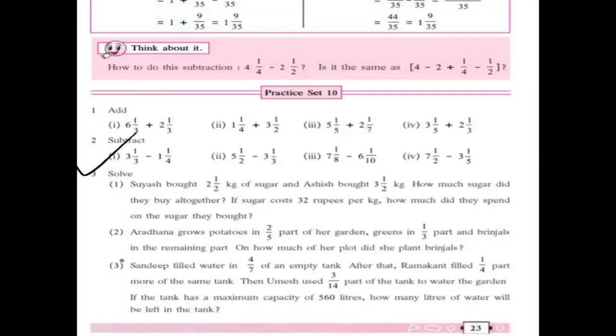Suyash bought 2.5 kg of sugar and Ashish bought 3.5 kg. How much sugar did they buy altogether? If sugar costs 32 rupees per kg, how much did they spend on the sugar they bought? You have to write the statement.